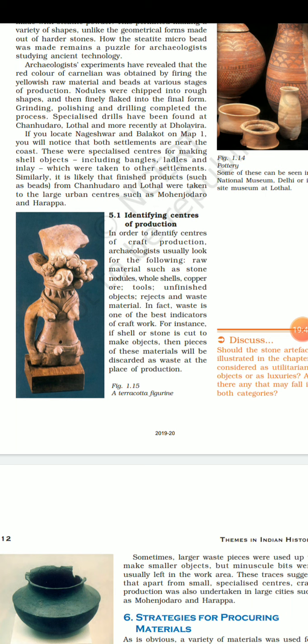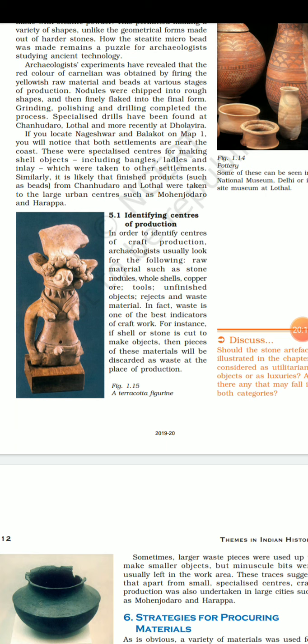So archaeologists usually look for the following: what? Raw materials such as stone nodules, shells, copper ore. Now what do you need? If this place used to be a good craft production center, then there must be some raw material also available. So you first would like to search for some raw material such as stone nodules, shells, copper ore. These are all raw material.